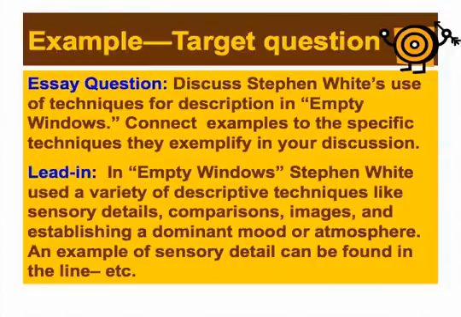A possible lead-in. Here again, a lead-in is essentially a sentence. And here again, we've got the key words. In this case, it's a short essay named Empty Windows. Here's the author of it. He used a variety of descriptive techniques like this, that, these other things. He succeeds in establishing a dominant mood or atmosphere. And then that kind of sets you up so you can go through your examples.